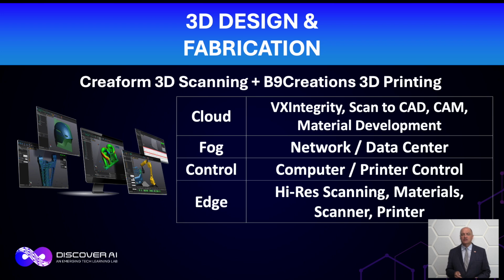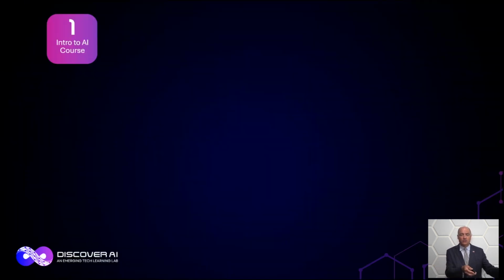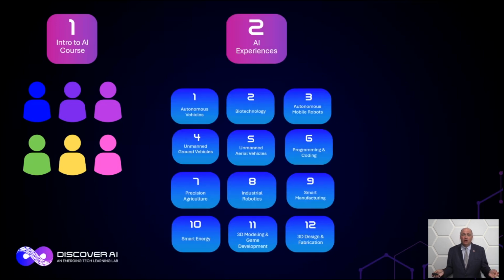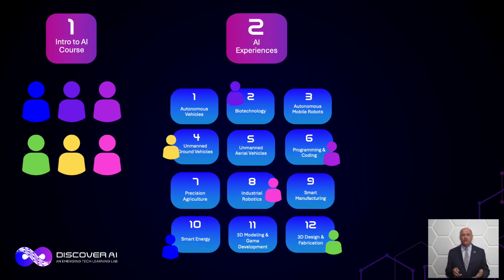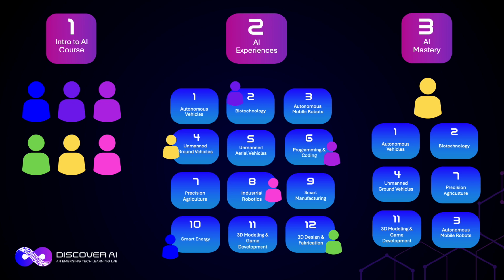So many cool ways for us to deliver this learning. Once again, we have an introductory course where students are going through an e-learning course, introducing them to artificial intelligence and machine learning. Then they get to choose from as many as 12 AI experiences. Maybe they want to do all 12. Maybe they're interested in just a few. And then for those students that want to go even deeper and earn certifications and earn advanced credit, earn dual credit, we can go into that level of AI mastery where students are learning in a really controlled environment, self-paced, independent learning.